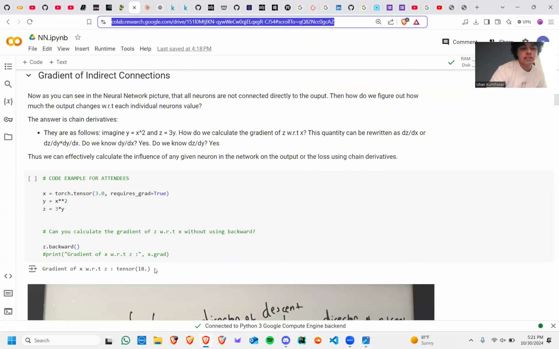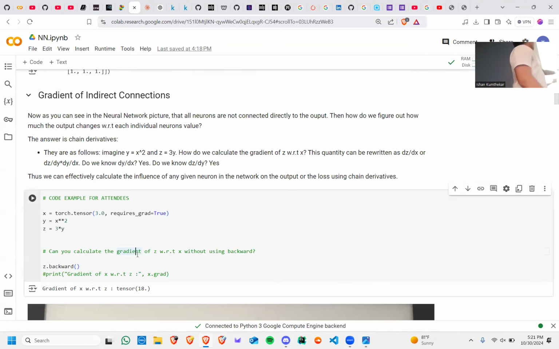This is again a simple code example that does the same thing. If you do a bit of calculus, the derivative of z with respect to y is just 3, and dy/dx is 2x. When you multiply both of those together, you get 6x. And when you put in x equals 3, your gradient should be 18. And that's what PyTorch does for you. Once you call backward, you get all of these gradients set.